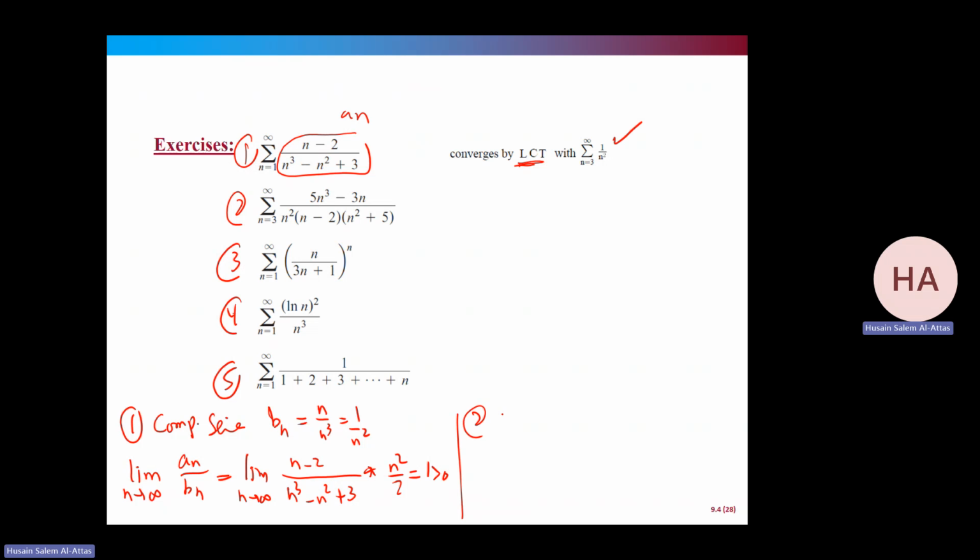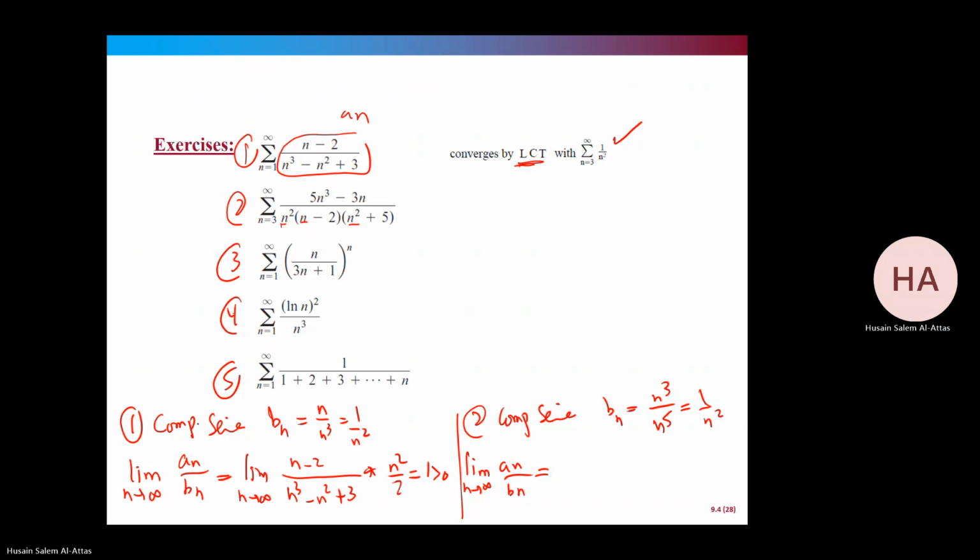Second one, also it's easy. What will be the comparison series? Bn will be what? I have n cubed in the numerator. In the denominator, I have n squared, n squared, and n to the power 5. That will also be 1 over n squared. So it will be the limit as n goes to infinity of an over bn.